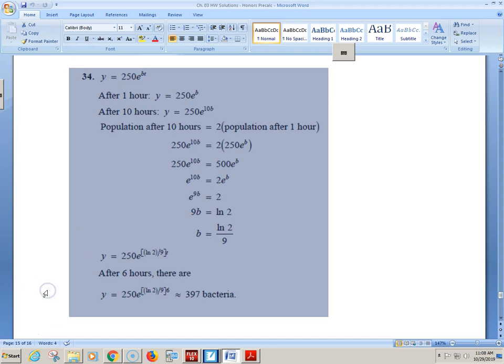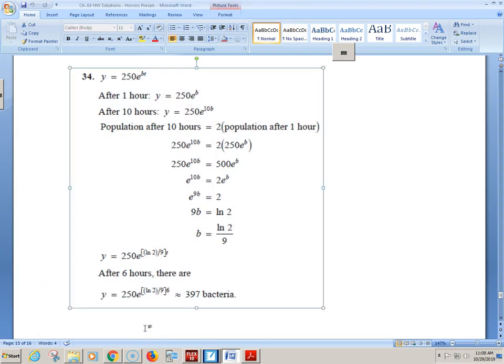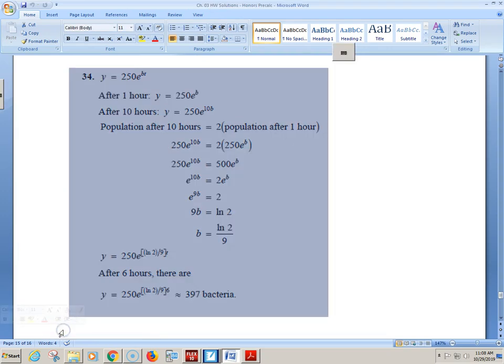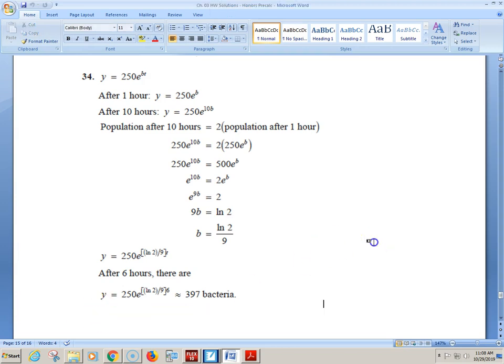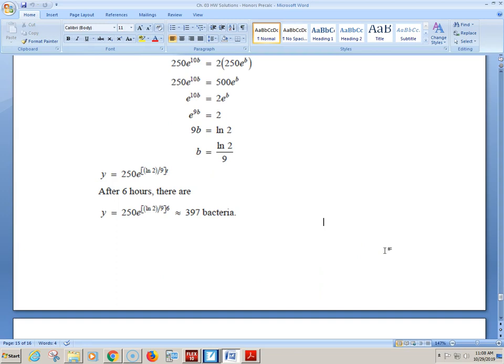By the end of the day, you solved for your constant, you plugged it in, and then you used that equation to solve for something else. Once again, that procedure of solving for one thing with clues, plugging it in, and then using it to solve is something that you saw in homework over and over again. That's like the word problem on the test. 397. They rounded to the nearest whole number because it's the nearest whole bacteria.